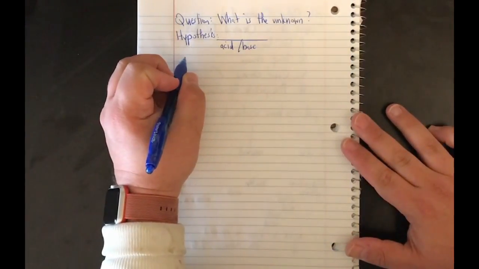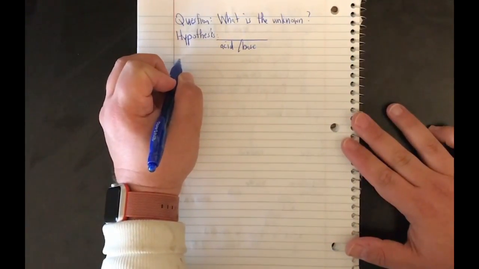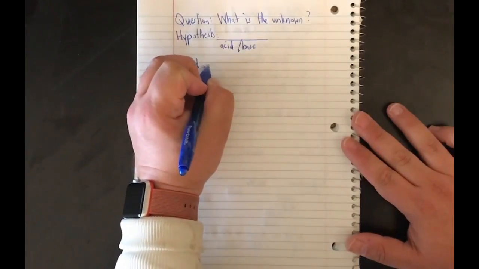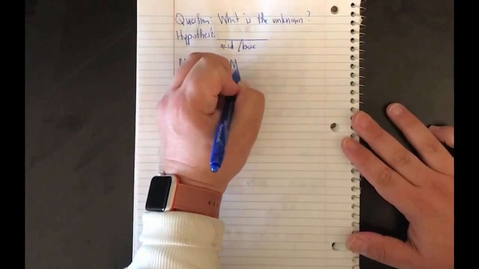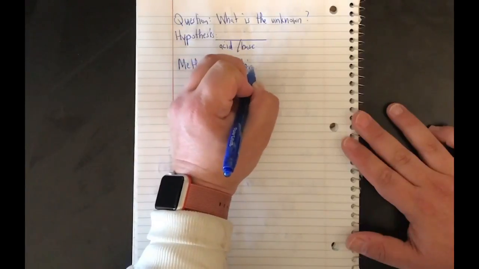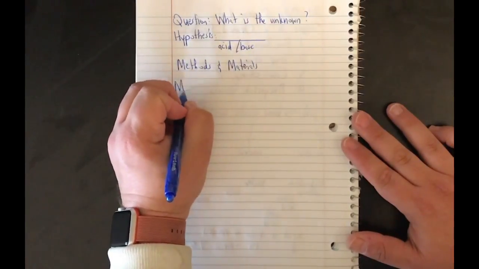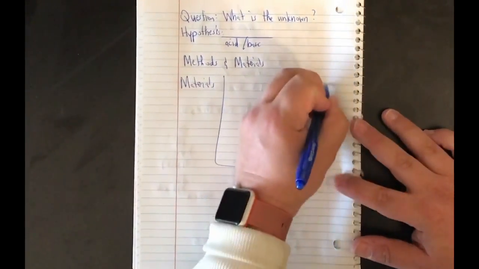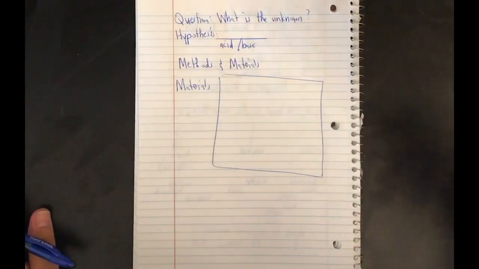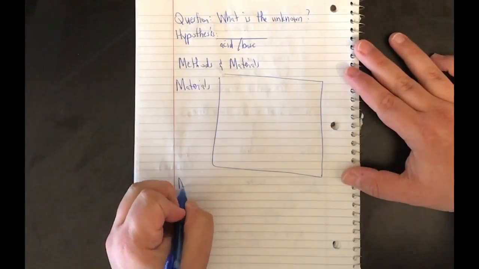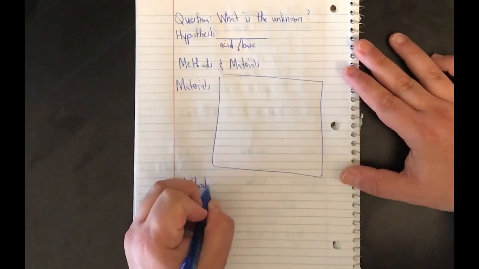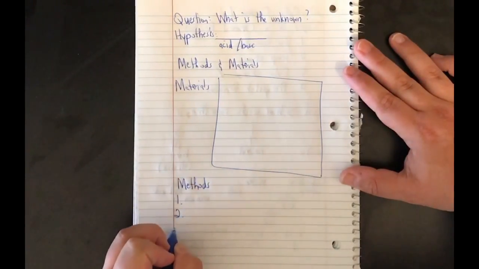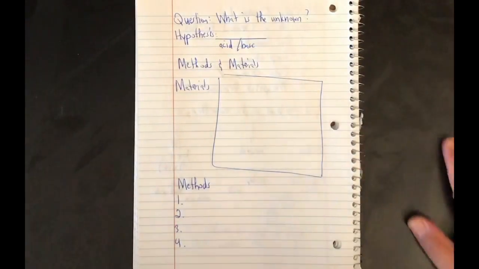After that, as always, is going to come the methods and materials, or materials and methods. I don't really care what order they go in. And for the materials, you're going to put those in a box. You're going to get that box from the demo that you're going to watch in a minute. For the methods, you're going to write out the steps that you follow, either in advance or as you follow them.